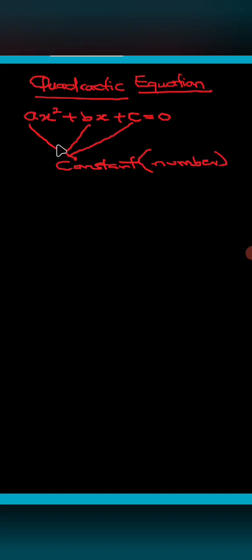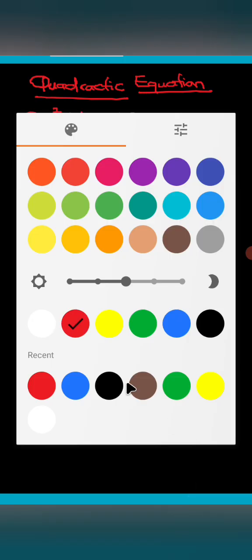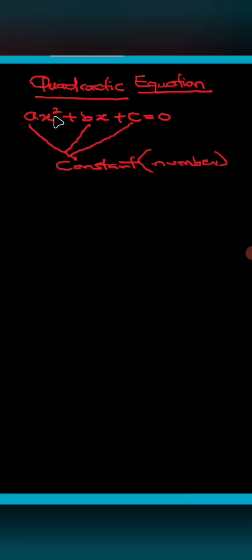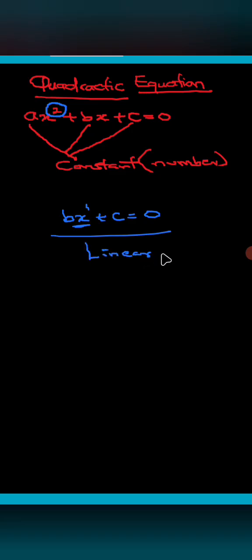So what makes this equation quadratic? The only thing that makes this equation quadratic is this square that we have here. Any equation where the highest power of x is 2 is a quadratic equation. Okay, what if the highest power is 1? For example, we have bx plus c equals 0, meaning the highest power of x in this equation is 1. In this case, we call this equation a linear equation.